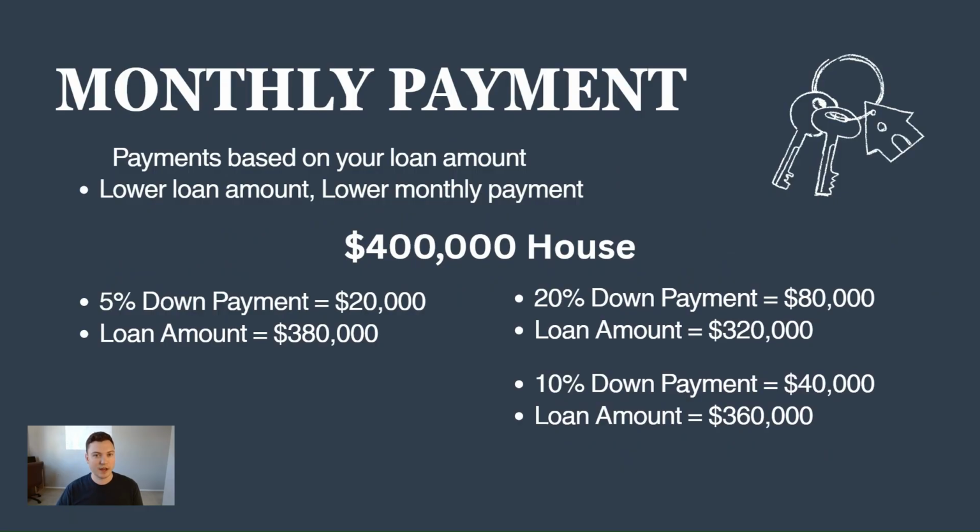Something I want you to keep in mind is that you're not stuck with a certain down payment percentage. If you have the money for a higher down payment, you can put as much down payment as you can afford. Say you owned a house previously and you have $100,000 from selling that. You can put that $100,000 as your down payment and your loan amount would be $300,000.